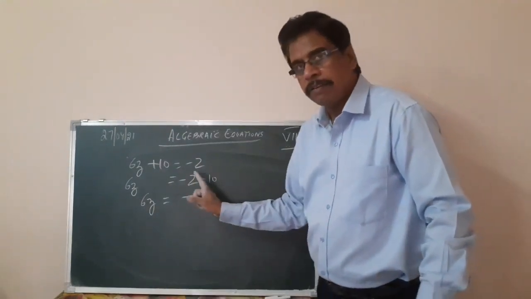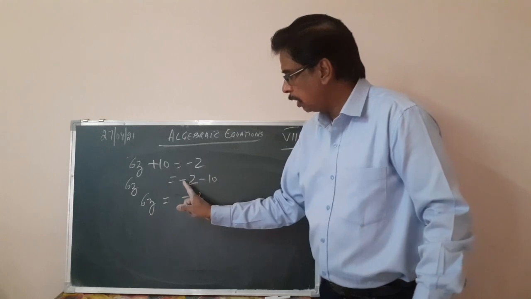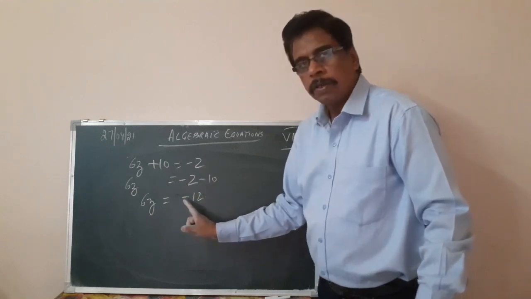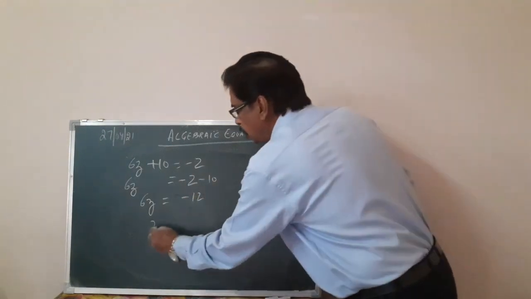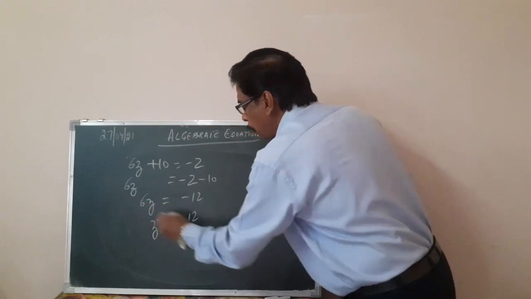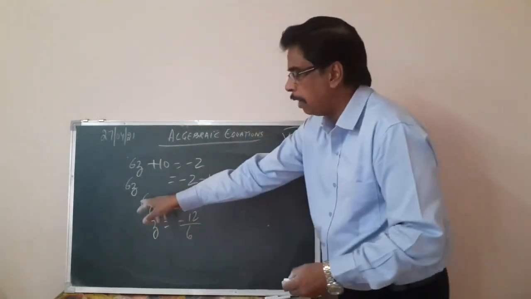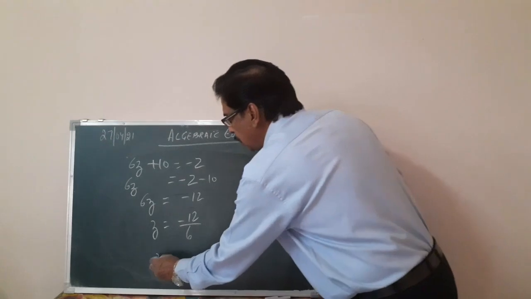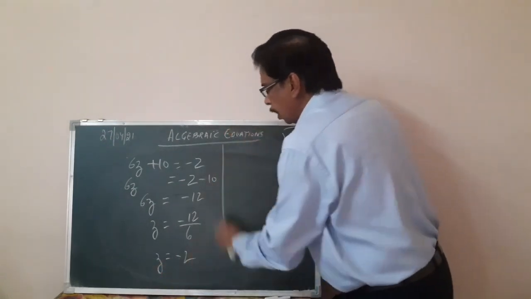When they are same sign, we will add and put the sign which is common to both. Minus 12. So z is equal to minus 12 upon 6, because we're multiplying here, bring it this side, it becomes divided by. z is equal to minus 2. Next question.